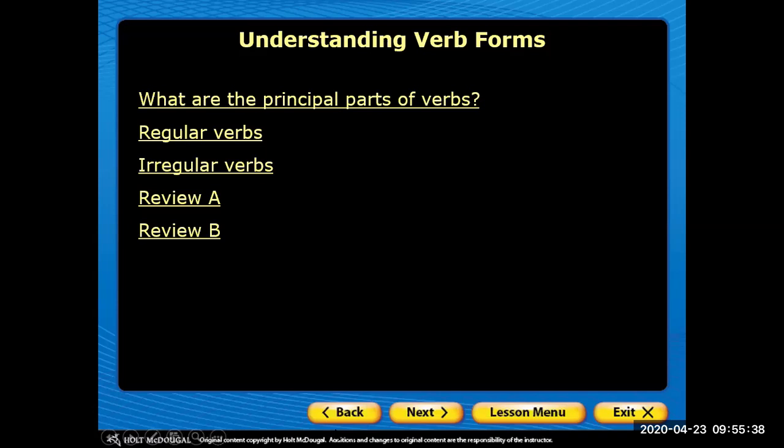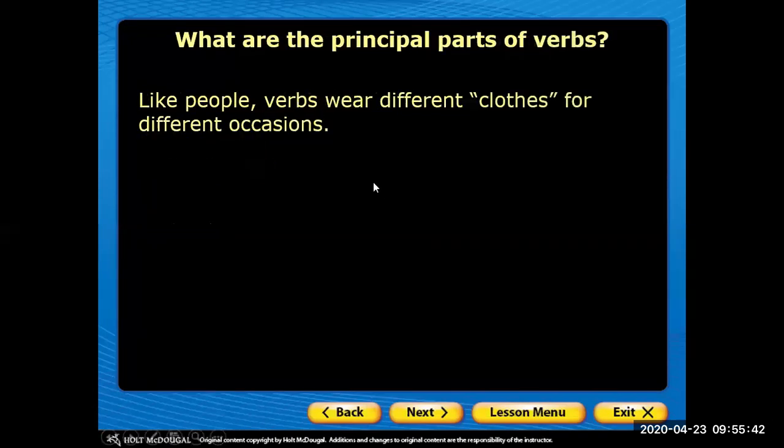So I'm going to start with Abdullah. Abdullah? Yes, Mr. Can you read for us, love? First, what are the principal parts of verbs?